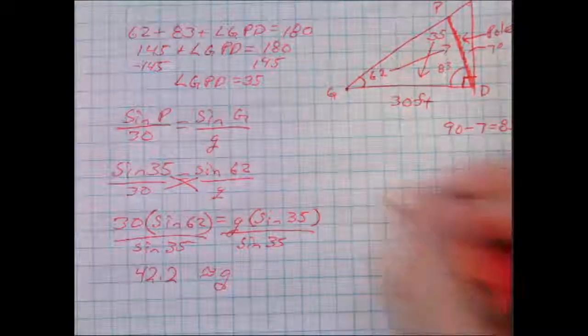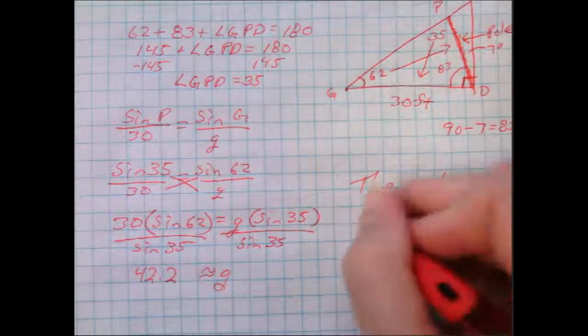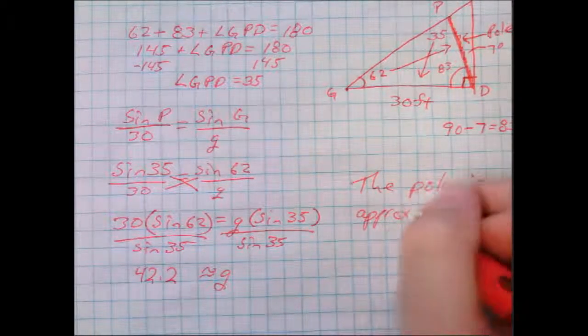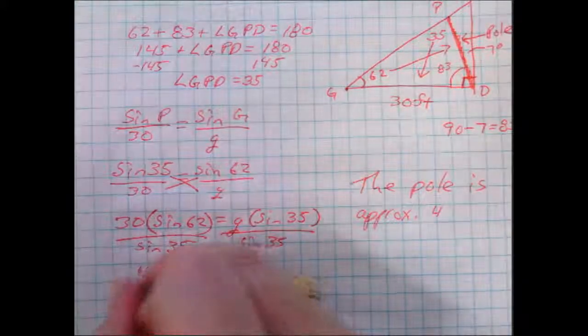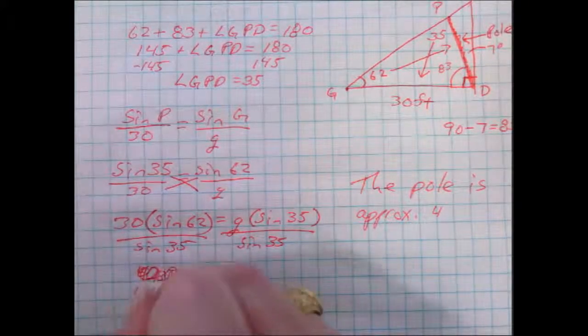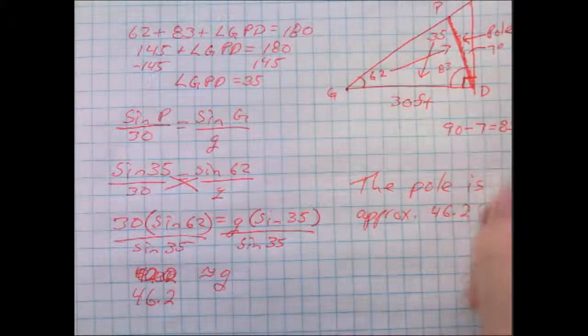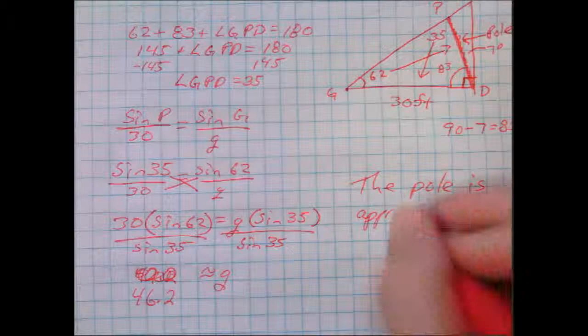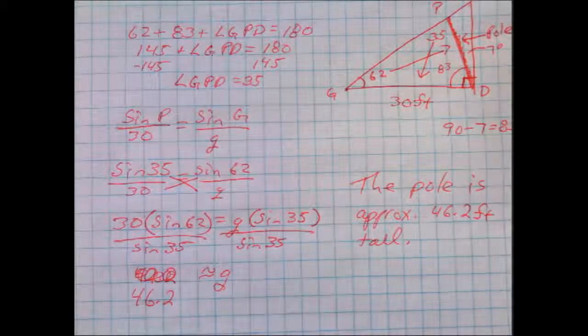46.2. So the pole is approximately 46.2, I apologize, I said 46 but I wrote 42. 46.2, so 46.2 feet tall. And that's our final answer there.